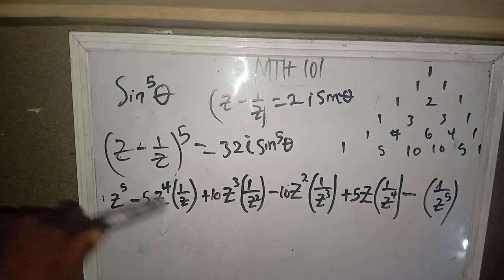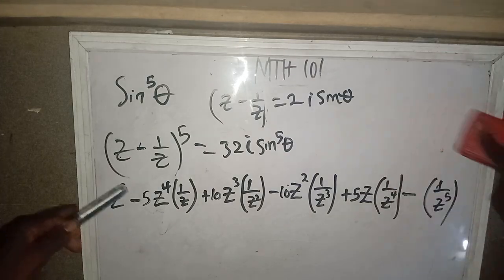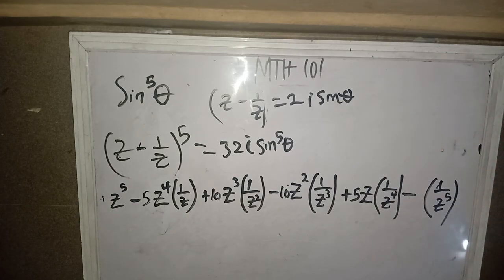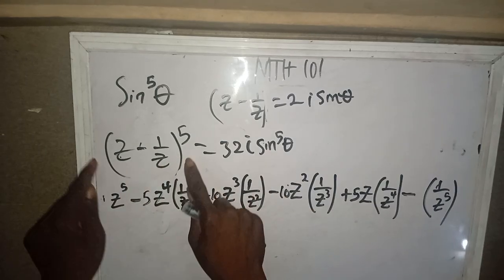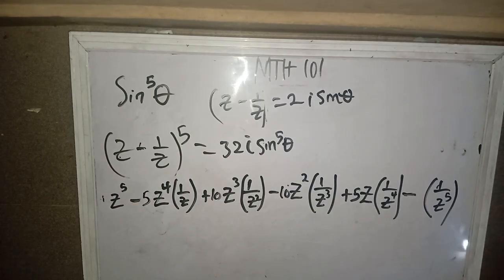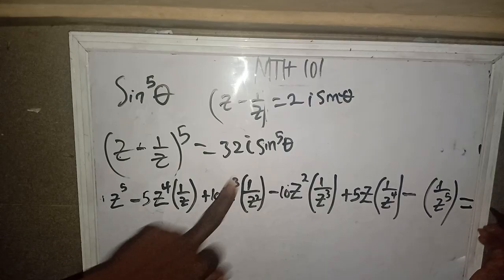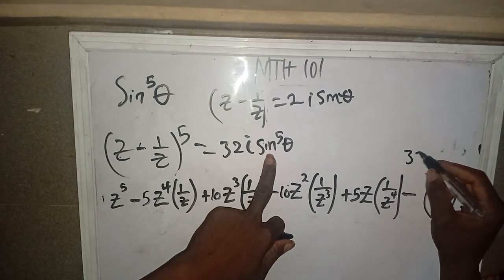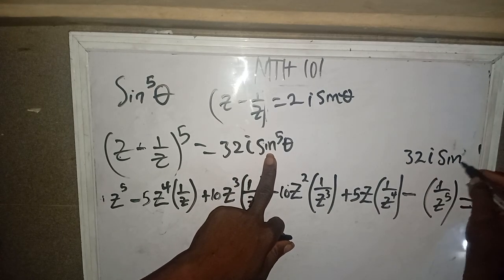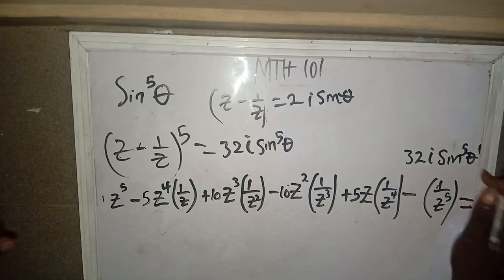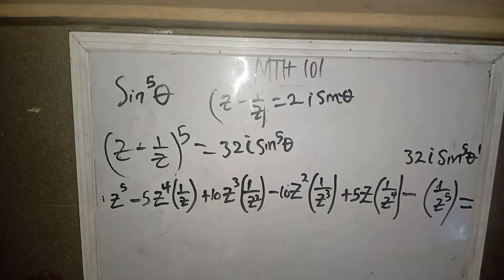So that's the expansion. You can just find time to go and watch my binomial video, then sit down with this expansion. You are going to get this. So this guy now is equal to 32i sine. Do we get? So that's where we are currently.